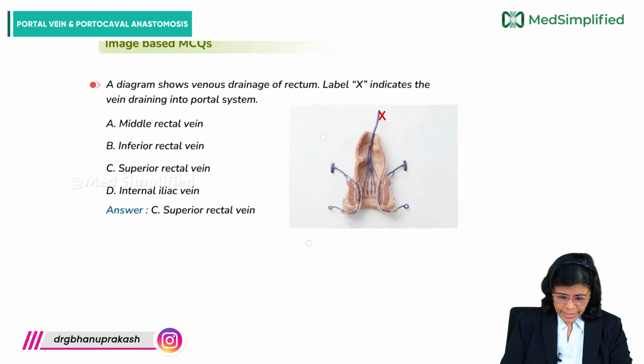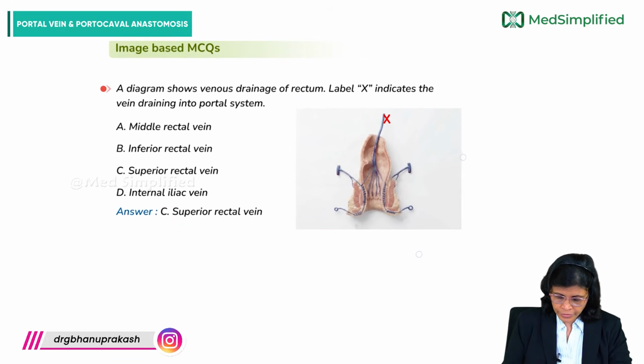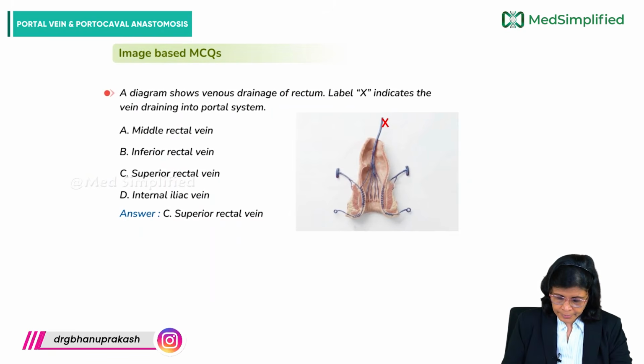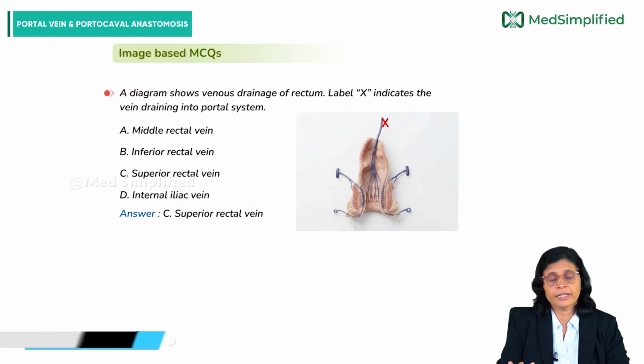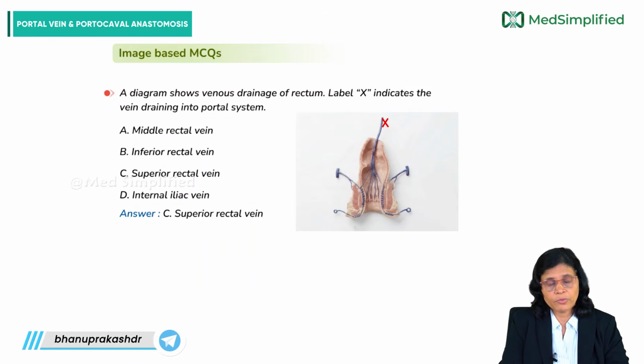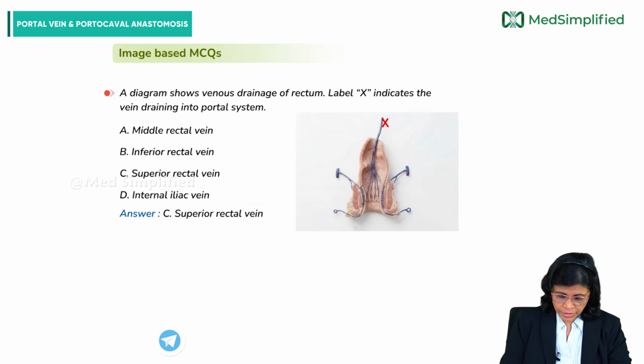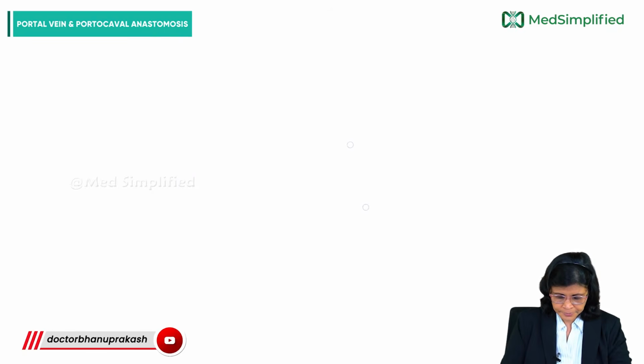Next question. A diagram shows venous drainage of the rectum. Label X indicates the vein draining into the portal system. So at the junction of the rectum and anal canal, which vein? Mainly in the portal system we have the superior rectal vein, and belonging to the systemic system we have the middle and the inferior. So here we have the superior rectal vein. So C is the right answer.